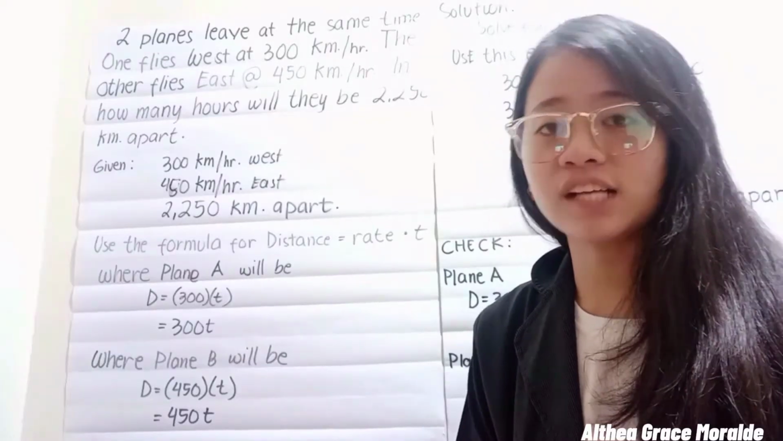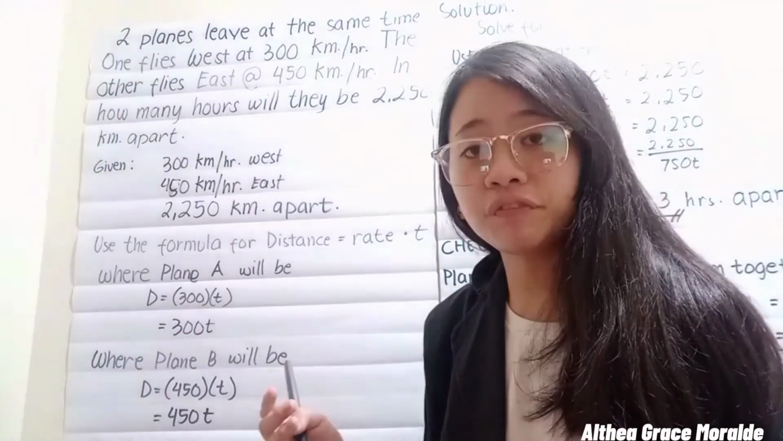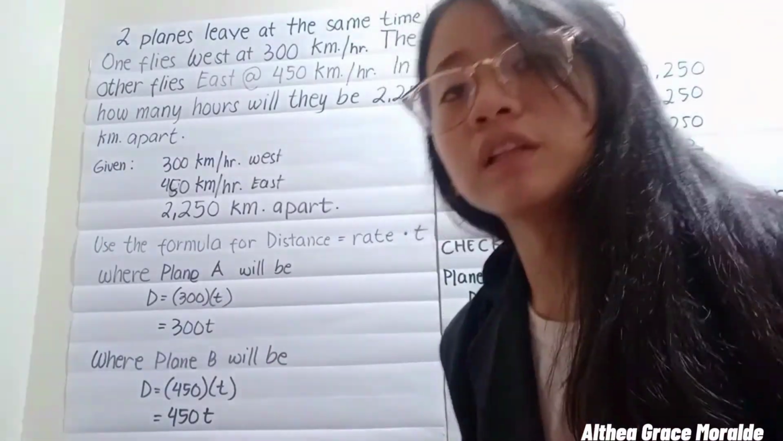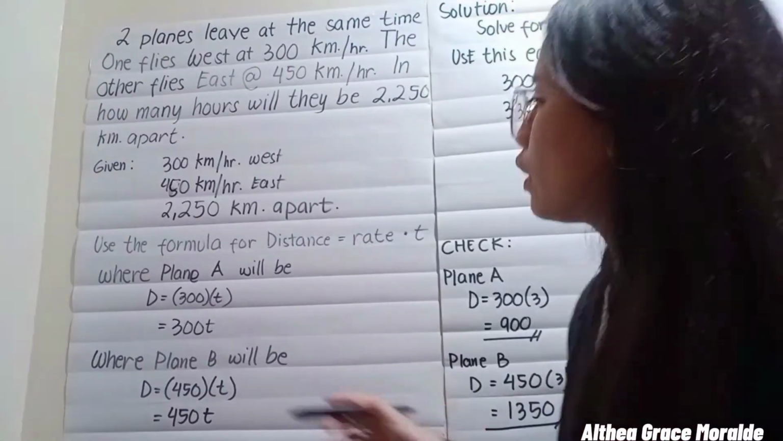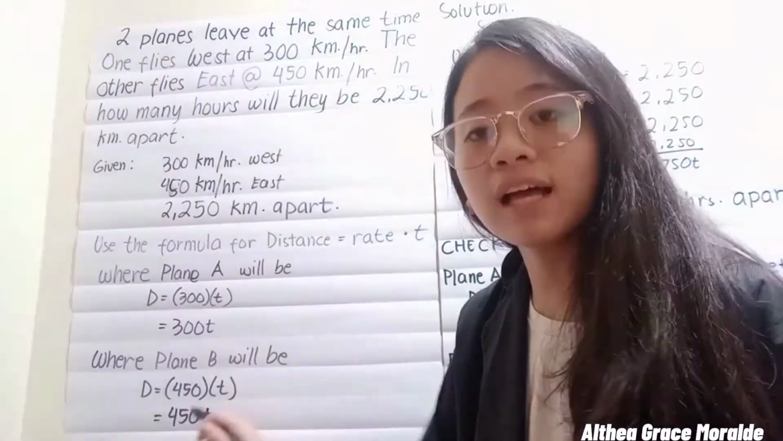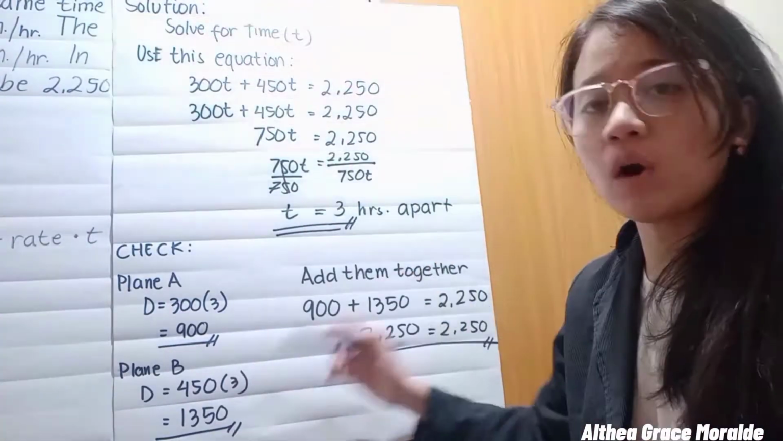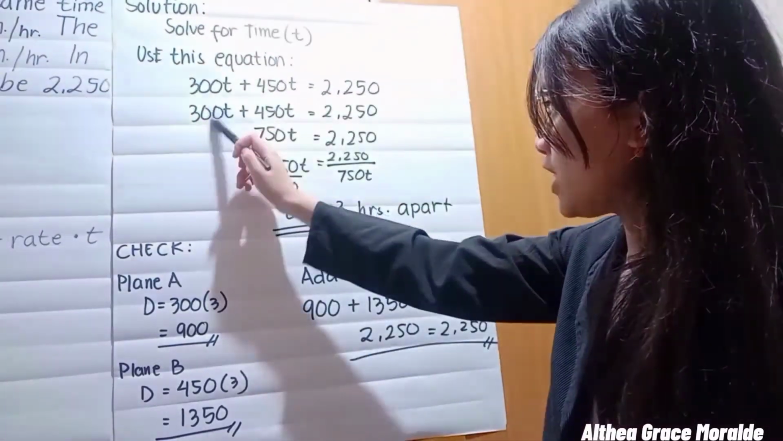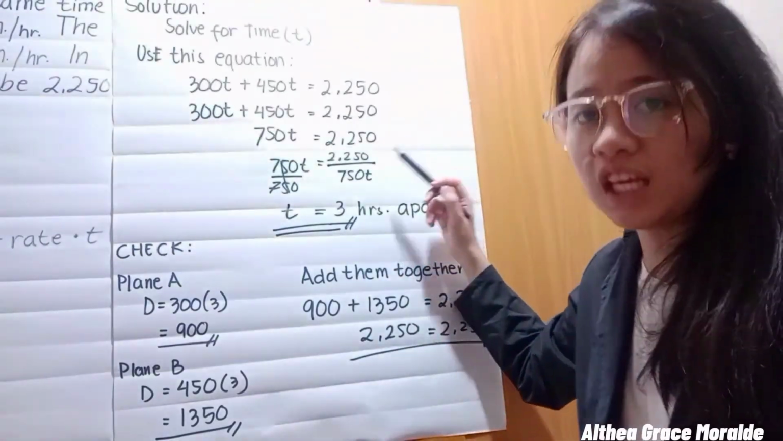Number 10, the last question. It is asked how many hours until they will be 2,250 kilometers apart. We're going to incorporate the formula for distance in order to solve this problem. We have this value here, 300 times time and 400 times time. Now in order for us to solve for time, we're going to have to add both of these. 300t plus 400t, we get 700t equals 2,250.